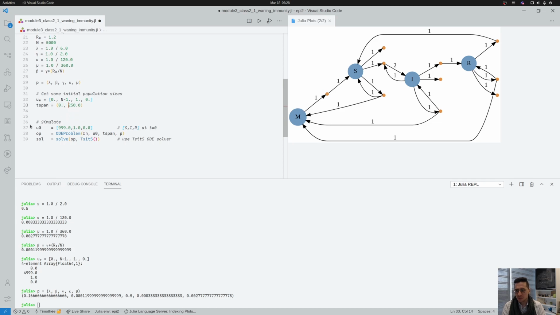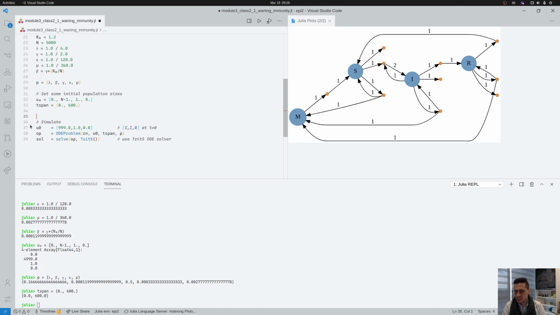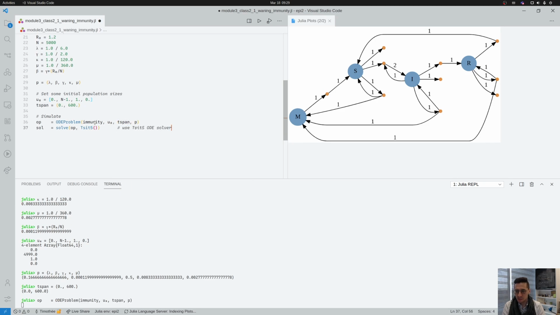And we're going to say, let's say we go from 0 months to 600 months, which is 50 years, I think. Yeah. That's okay. And so we are going to have our problem, which is a model. The model is called immunity, with U0, T-span, and P. That is going to be the problem that we want to solve.